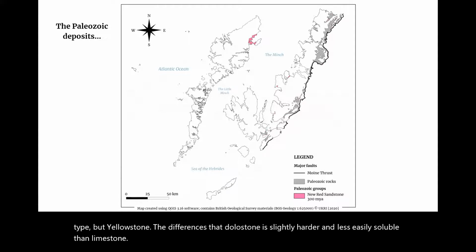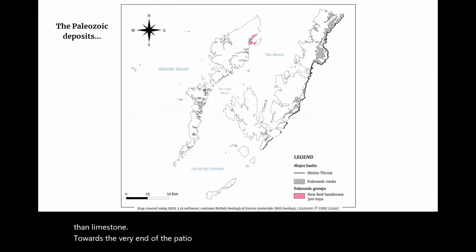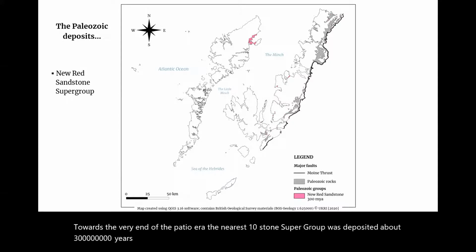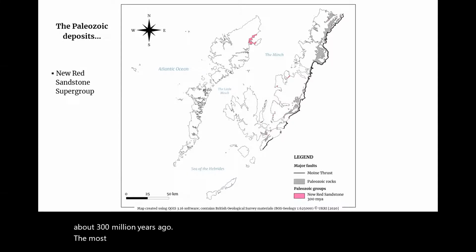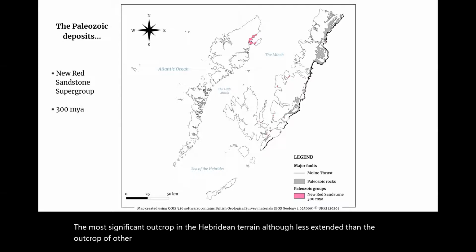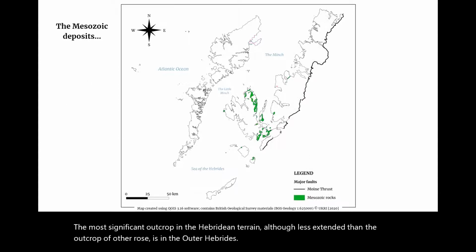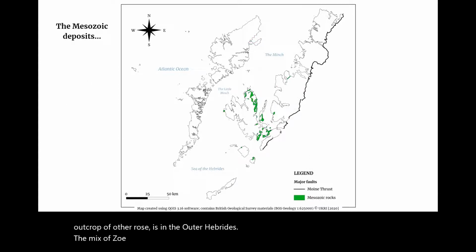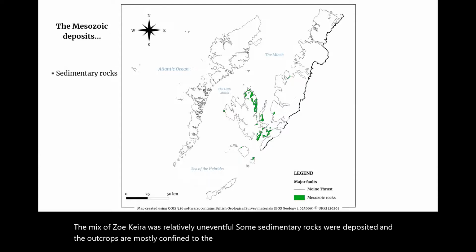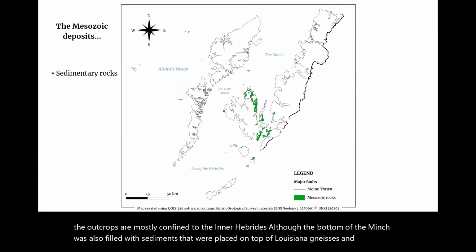Towards the very end of the Paleozoic era, the Neches Sandstone supergroup was deposited about 300 million years ago. The most significant outcrop in the Hebridean Terrain, although less extended than the outcrop of other rocks, is in the Outer Hebrides. The Mesozoic Era was relatively uneventful. Some sedimentary rocks were deposited and the outcrops are mostly confined to the Inner Hebrides, although the bottom of the Minch was also filled with sediments that were placed on top of Lewisian gneisses and Thoridone Sandstones.